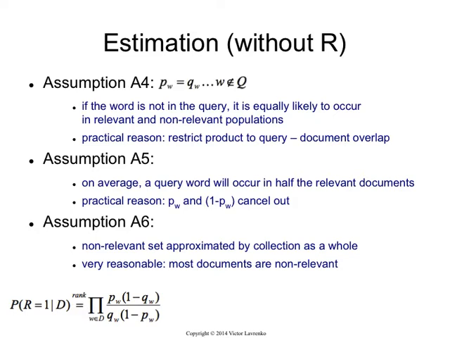First, we're going to make a strange assumption. We're going to look at the query, and we're going to say if the word W was not in the query, then we're going to assume that PW and QW are the same. Okay. So what does that mean? It means that if the word was not in the query, it's equally likely to appear in the relevant population and in the non-relevant population.